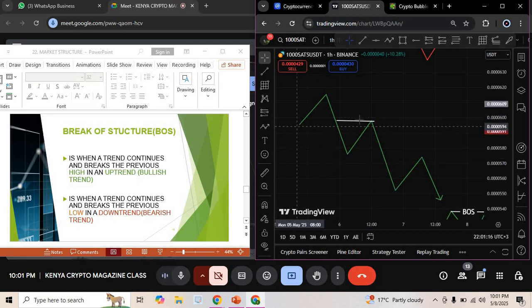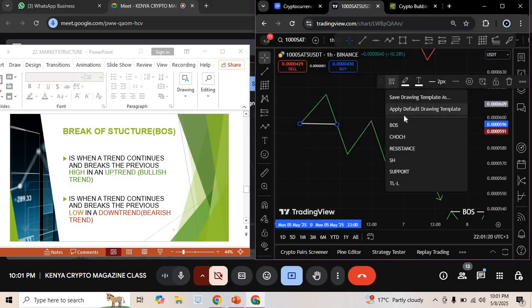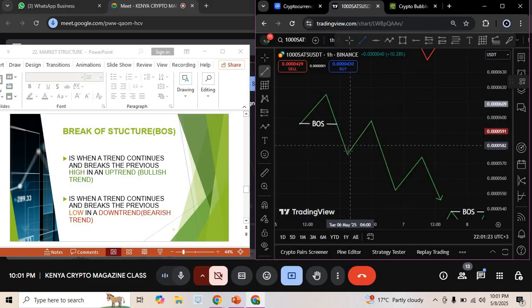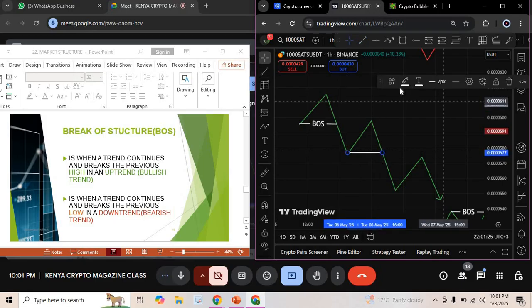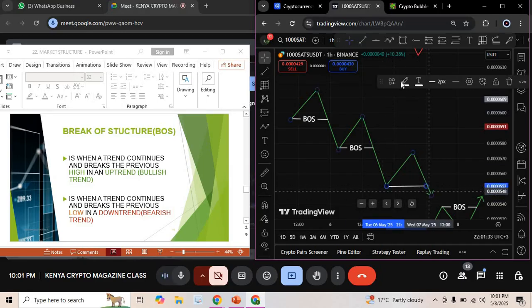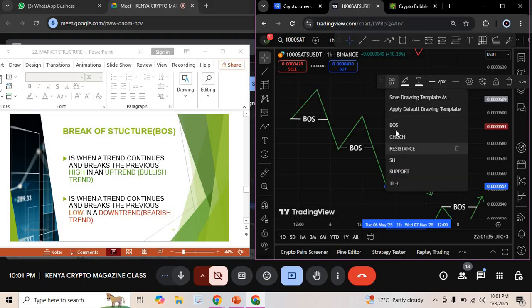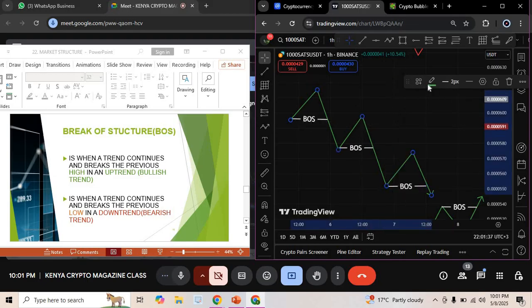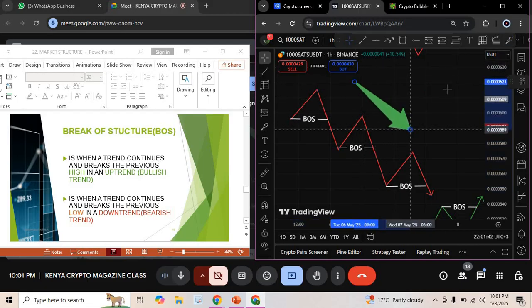So we're having our low right here. Where the market breaks that previous low, that one is our break of structure. This juncture at which the previous low was broken, break of structure. And this one right here also a break of structure. In the case of what? In the case of a downtrend. Remember the downtrend? The direction is like that. So in the case of a downtrend, that's our break of structure.